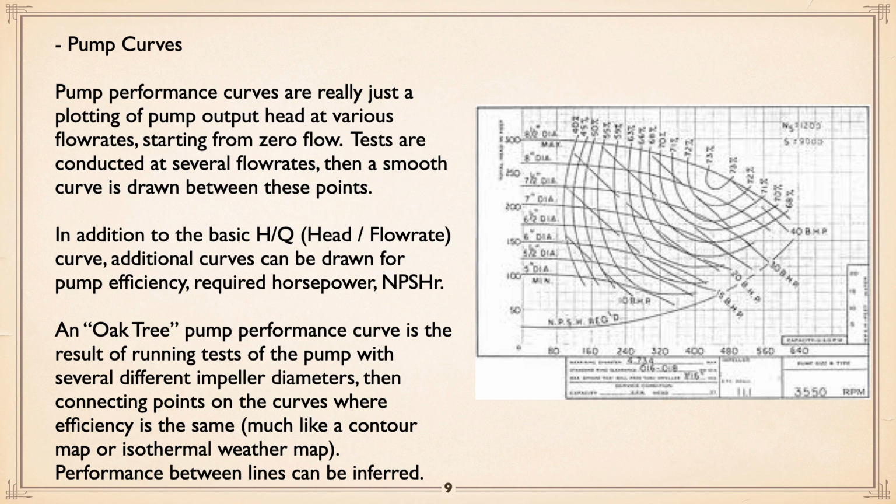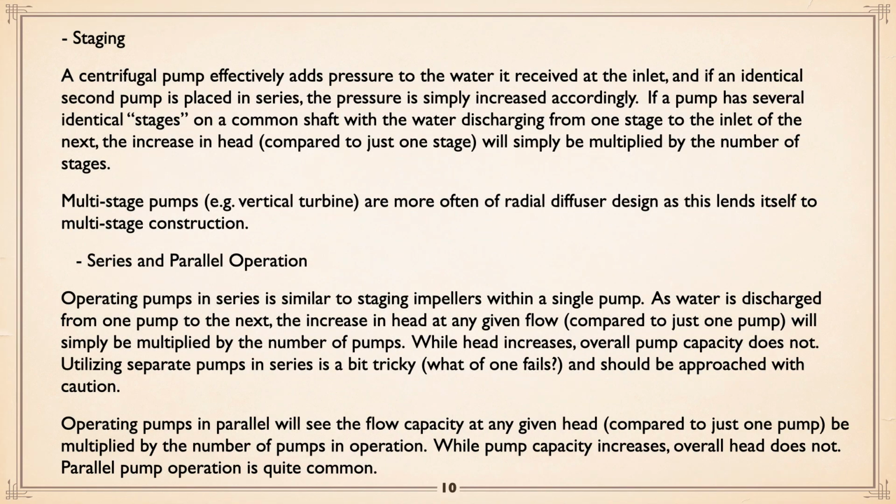This is called an oak tree curve because it looks like you've taken a chunk of an oak tree and cut it through, and you've got all the different growing lines on it, okay? Now, if you add pumps in series, because each one adds pressure, the pressure will be added. If you add two identical pumps in series, the discharge of one into the inlet of the other, it will double the pressure. Flow stays the same, but double the pressure. Usually, you see that being done with multi-stage pumps like vertical turbines, which have a radial diffuser design, which lends itself very well to that type of system.